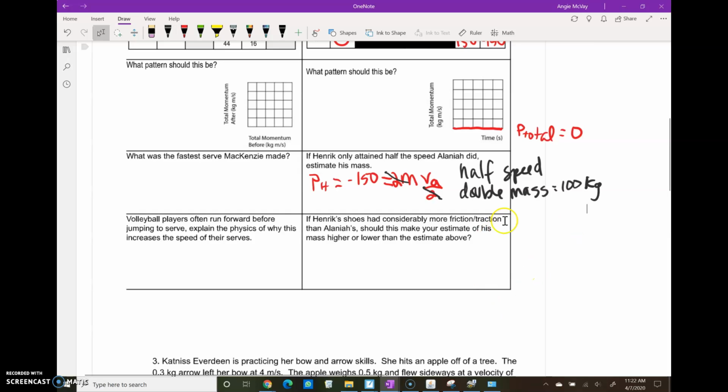And then if Henrik's shoes had considerably more friction or traction than Alanya's, should this make your estimate of his mass higher or lower? So if there is more friction, right, then the estimate should be lower, because some of that friction would have taken away some of the speed.